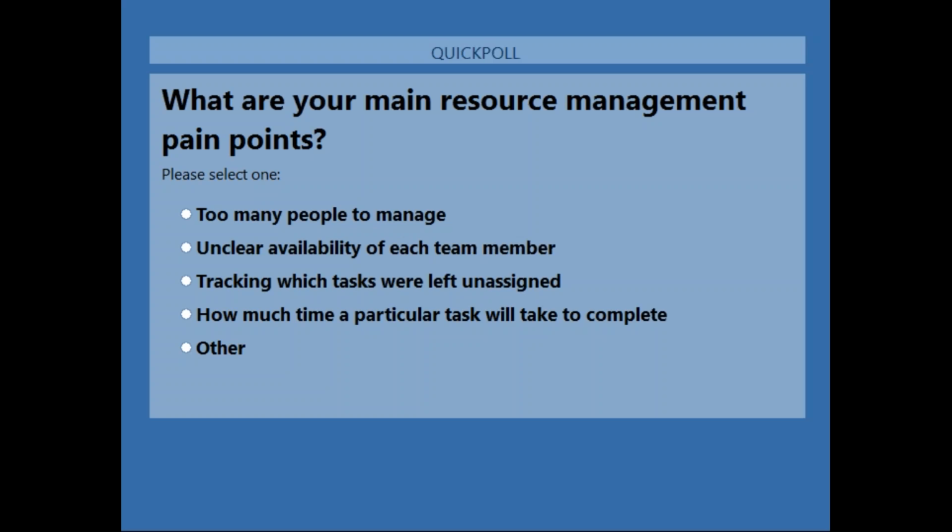Okay. Thank you everyone for voting. It looks like the majority has the most trouble with the fact that the availability of each team member is unclear at some given point. And we have another contender, which is how much time a particular task will take to complete. So thank you very much for your answers.